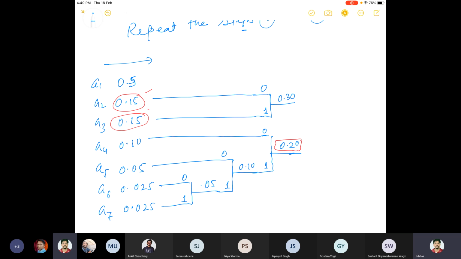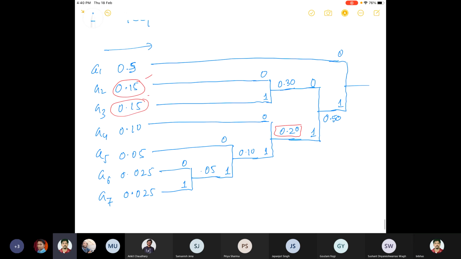Again, these two are the least ones, 0.20 and 0.30. So we can club this. This could be 1, this could be 0, and then I'm left with 0.50 and 0.50, so I can just do a clubbing here, 1 and 0, and that's it.